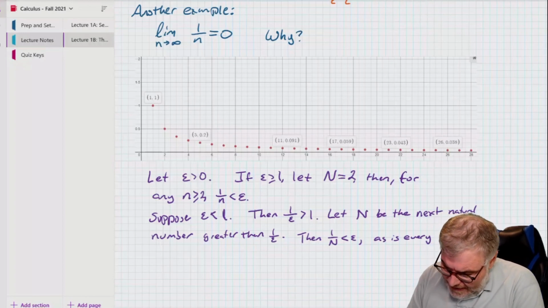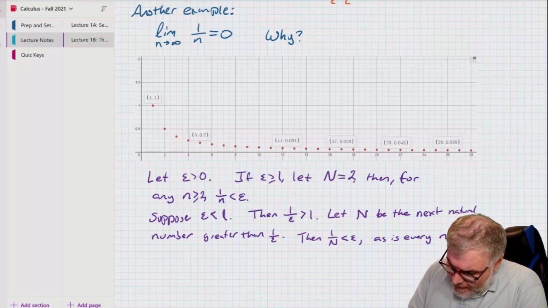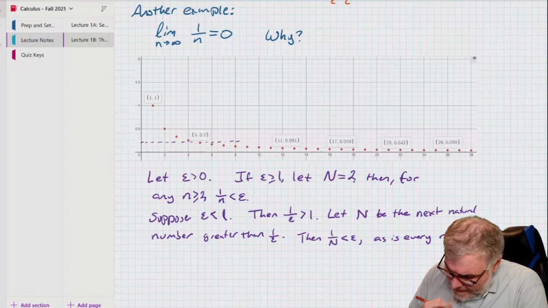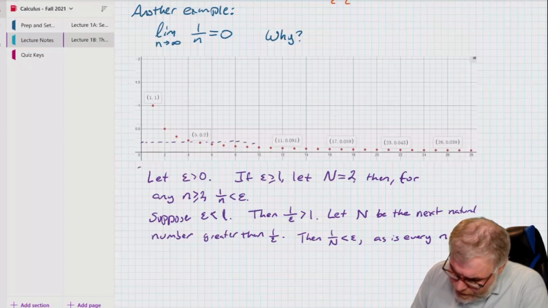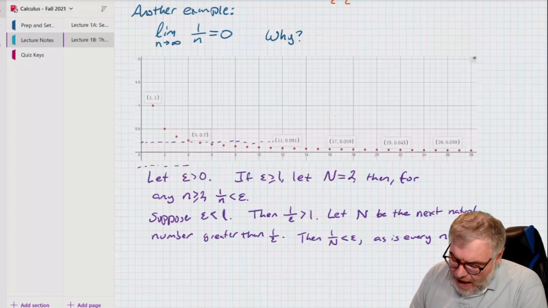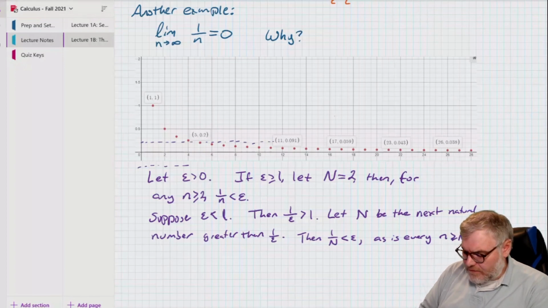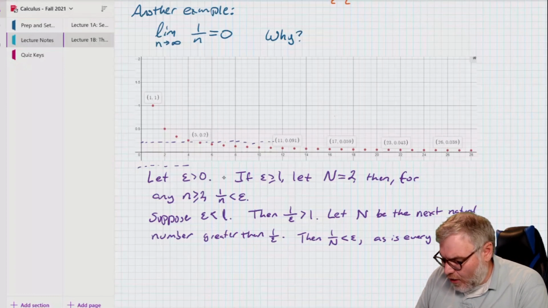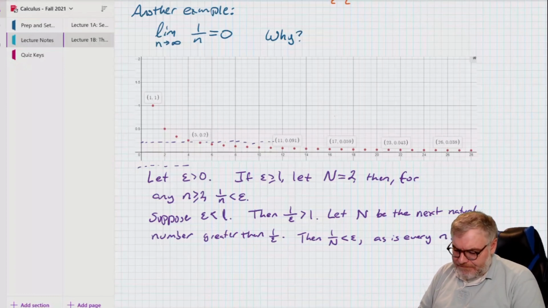So let's say that I let epsilon equal 0.2, okay? So if epsilon equals 0.2, is there a day where for every day thereafter, I am less than 0.2 away from 0? And the answer is yes, 4, 5, 6, 10, all of those will work for my big N.